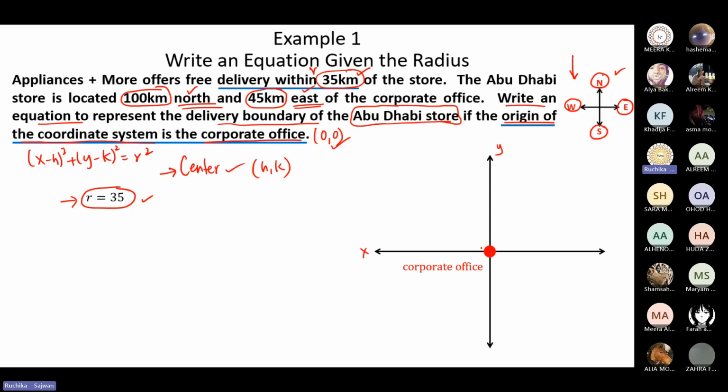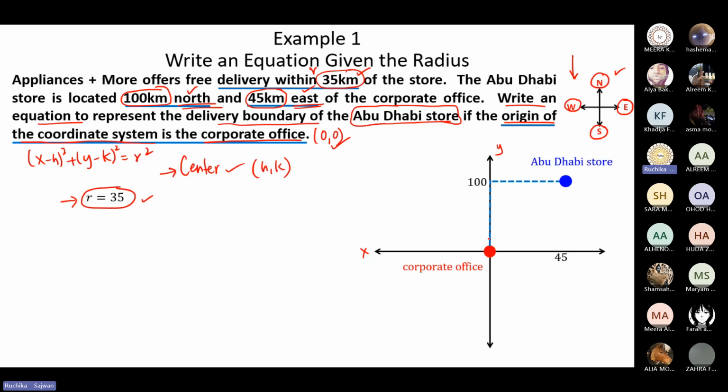Yes. So which direction should we go for north? Up, down, left, right? Up. How many? 100. Can you see the blue arrow points to 100? Yes. We go up. Now which direction? East. Should it be left or right? Right. It will be 45. Very good. So 45 kilometers right. Have we reached the store?